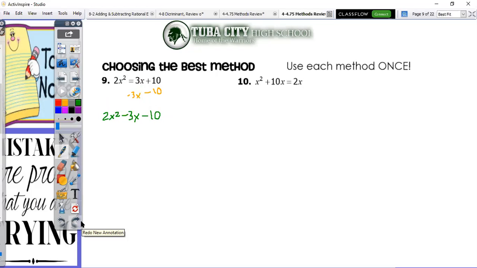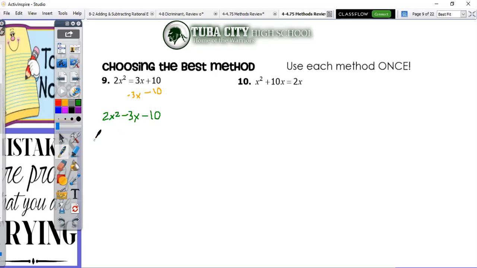Or, well, I don't think that's going to work, actually. I don't think completing the square or square root is going to work. Square root is not going to work because we do have a b value. Completing the square, we have an a value, so again, that's not a very good candidate, which leaves us with only one option. Okay, the quadratic formula. That's the only option I think we have with this one here.